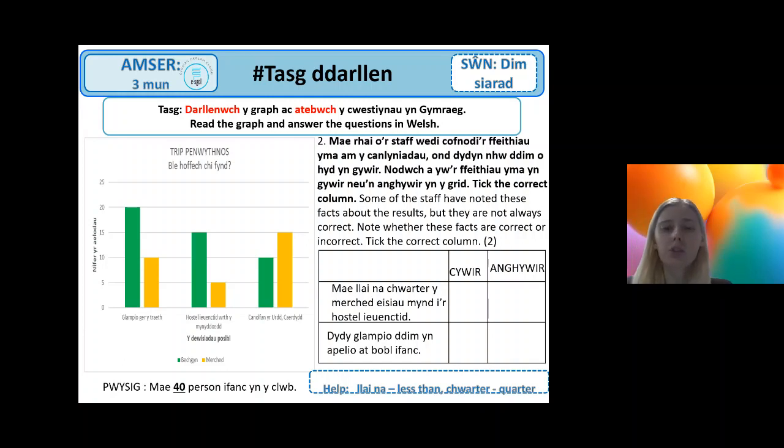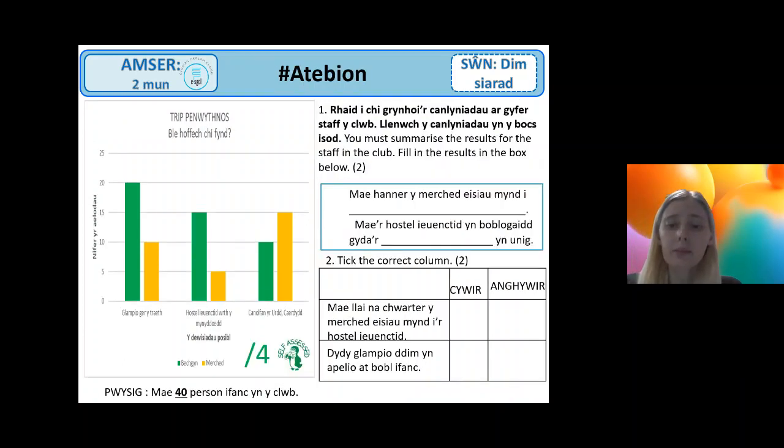Okay, so if we go dros yr atebion. So mae hanner merched eisiau mynd i hostel ieuenctid. Half the girls would like to go to the hostel ieuenctid. Okay, so if you added up all of the girls, and it would be hostel ieuenctid, then my hostel ieuenctid and poblogaidd gyda. So you'd look for hostel ieuenctid, and if you have a look, this green side is higher than this side, so it's popular with the bechgyn, with the boys.